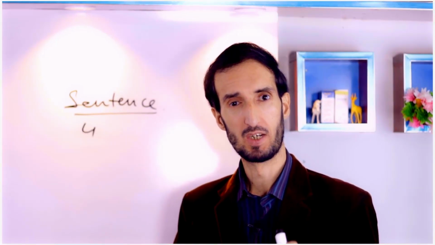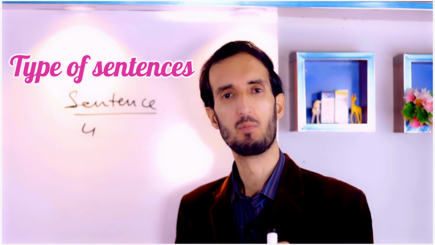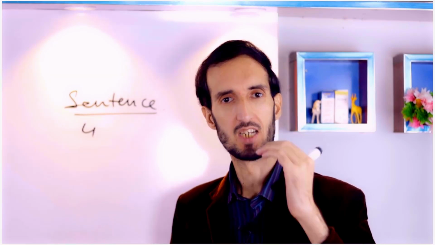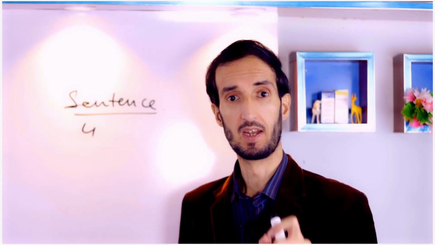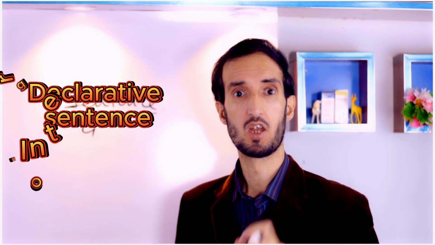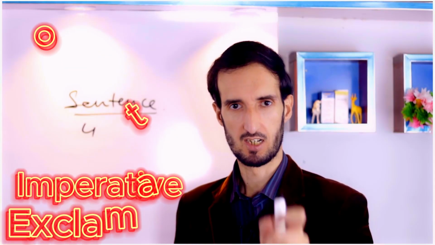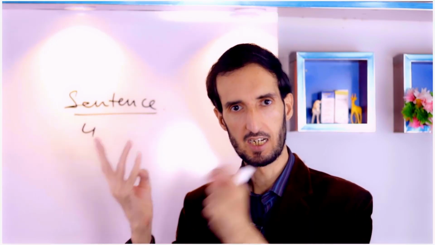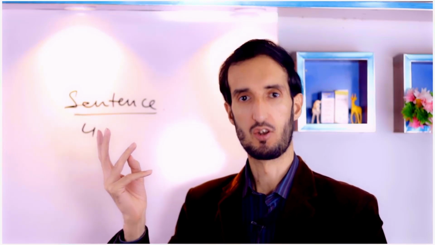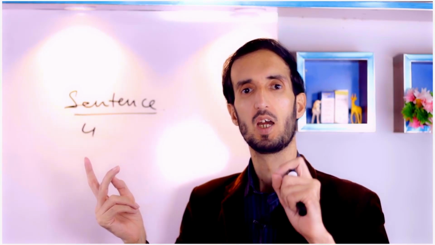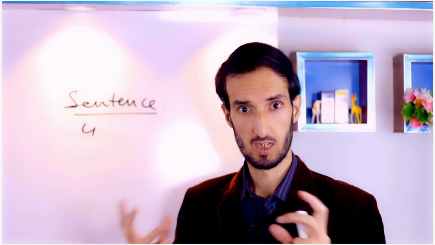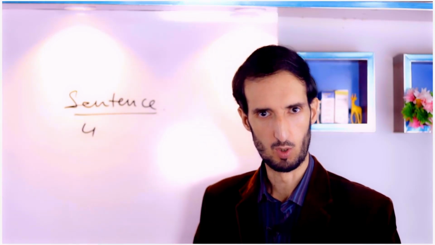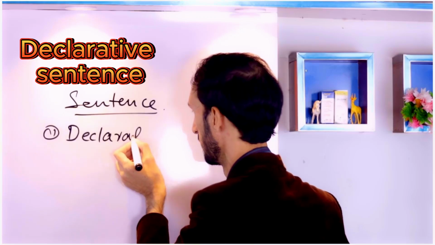Now I want to talk about the sentence types. There are 4 main types of sentences. How many types? 4. Number 1, declarative sentence. Number 2, interrogative. Number 3, imperative. Number 4, exclamatory sentence. Now let's talk about declarative sentence.